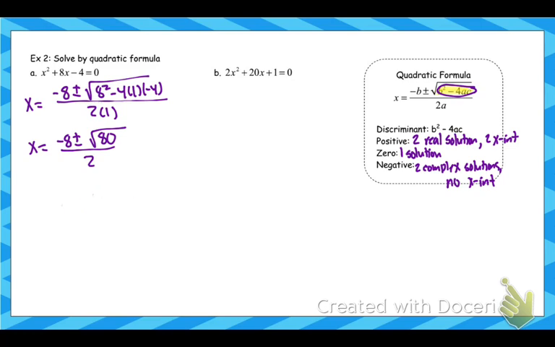What you have to do here in order to simplify this is simplify that square root first. Then, if you have a number here, and both of those numbers are divisible by the same thing as the bottom, then you can simplify. So square root of 80 is divisible by 16. So I can divide out that 16, which becomes, when I take the square root, 4. 80 divided by 16 is 5. And now I can simplify. All 3 of these numbers are divisible by 2. So I can divide all 3 of those numbers by 2. And I get -4 plus or minus 2 root 5.